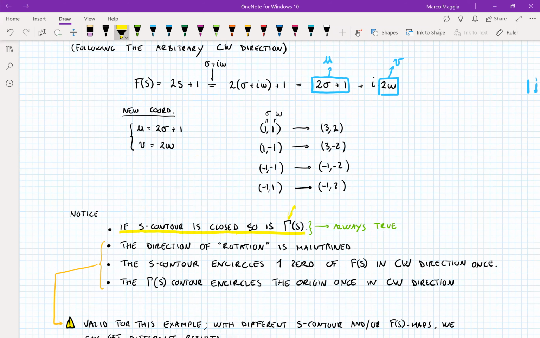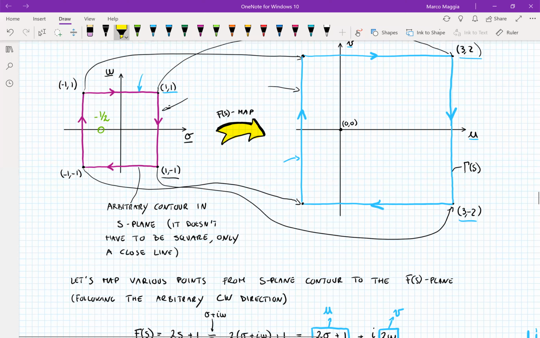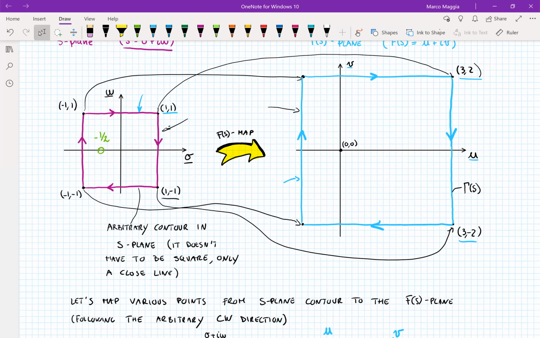Another thing that we've noticed is that the direction of rotation is maintained. But this is valid just for this example. This is not valid in general. The direction of circulation might change. So if we started clockwise in the S plane, we might end up with a contour in the f of s plane that has a different circulation direction, could be counterclockwise. So that is not always true, but for this example, the direction of the rotation is maintained.